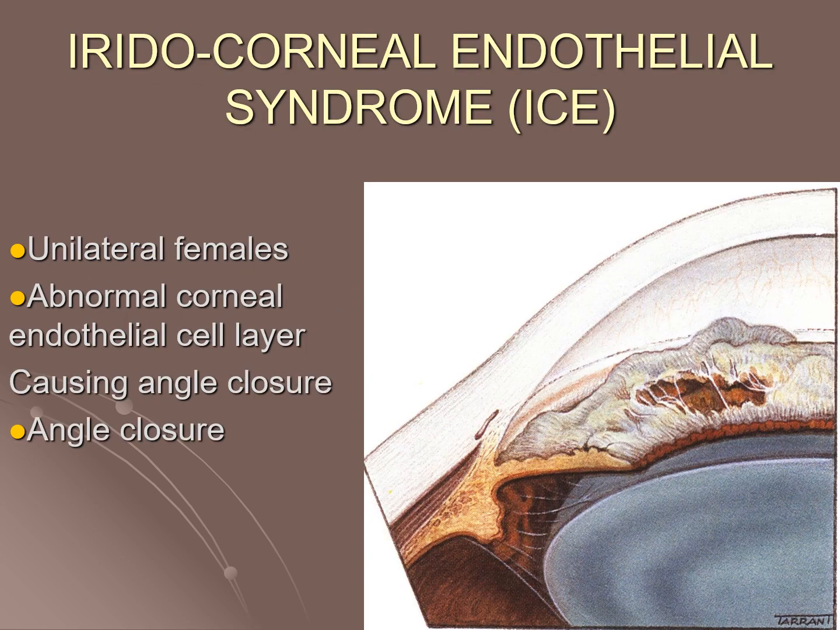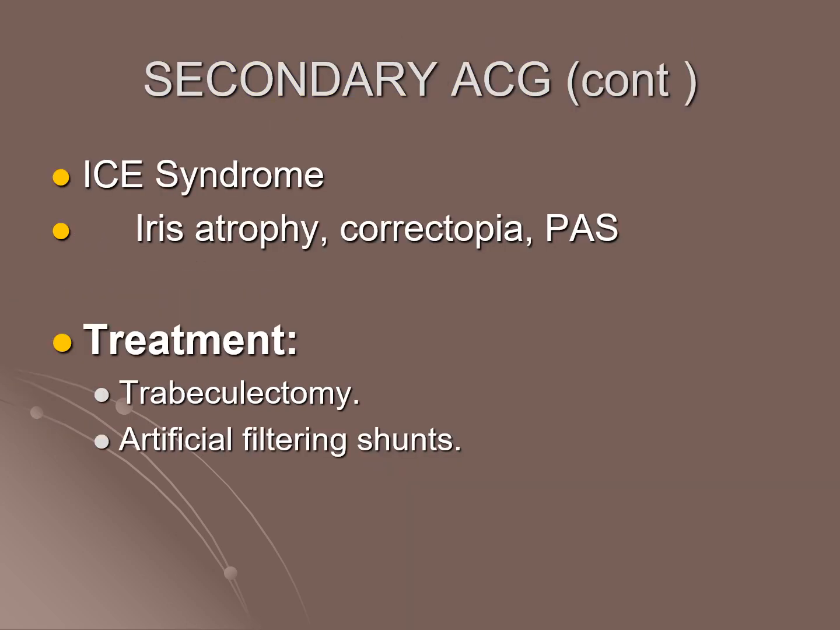What is irido-corneal endothelial syndrome, ICE? It is usually unilateral and present in females. The abnormal corneal endothelial cell layer causes the angle closure. Here you can appreciate the angle closure due to the abnormal endothelial cell layer. Also you can appreciate iris atrophy, corectopia, and peripheral synechiae. Treatment of this secondary type of glaucoma is trabeculectomy and artificial filtering shunt.